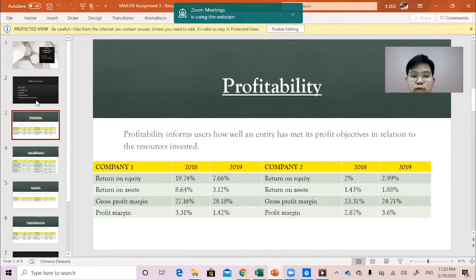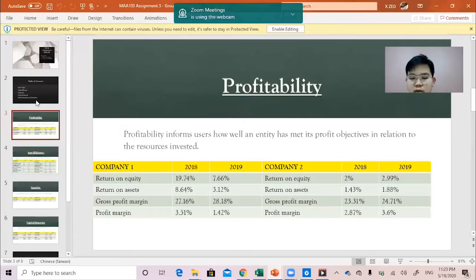Second, return on asset. Return on asset indicates the profit generated from the investment in total assets. It is also lower from 2018 to 2019 for company 1, while company 2 still increased by a small amount from 1.43% to 1.88%.